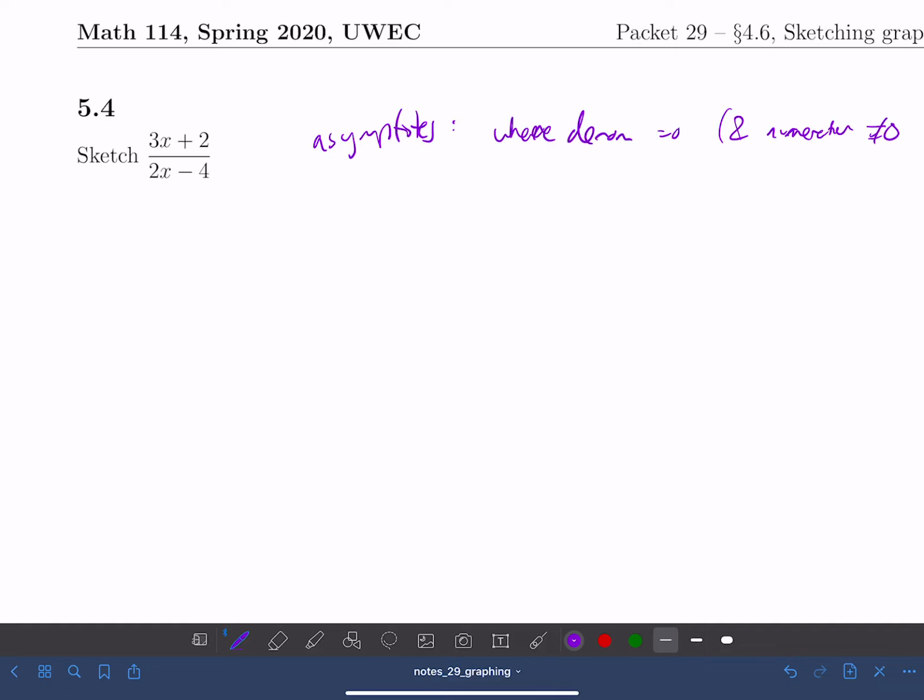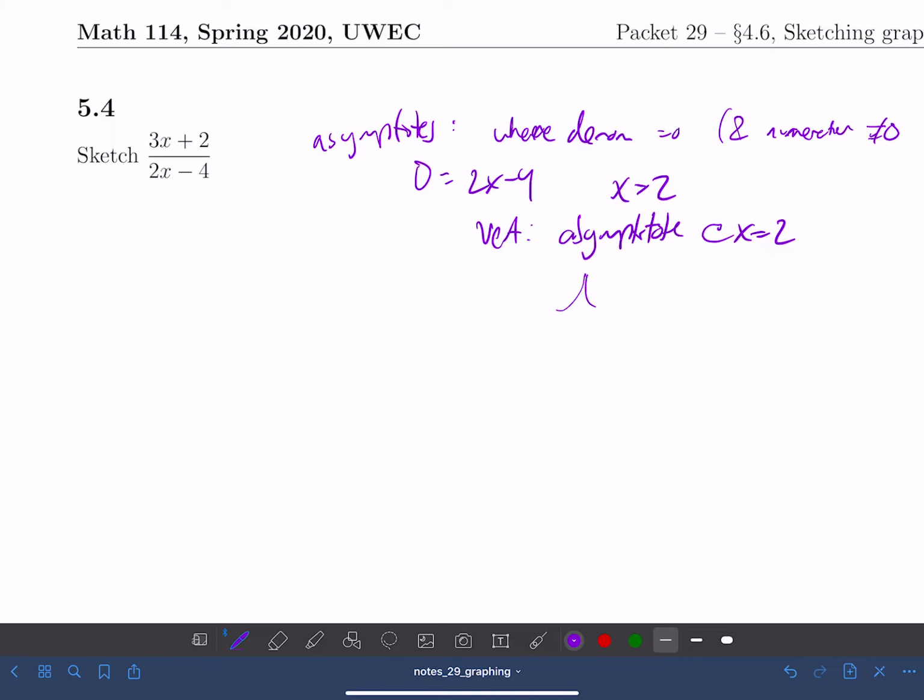Otherwise, I always have a common root, and I'm going to do something else to figure it out. So looking at where the denominator is 0, that's where 0 equals 2x minus 4. That's where x equals 2. So that means that I have a vertical asymptote at x equals 2.